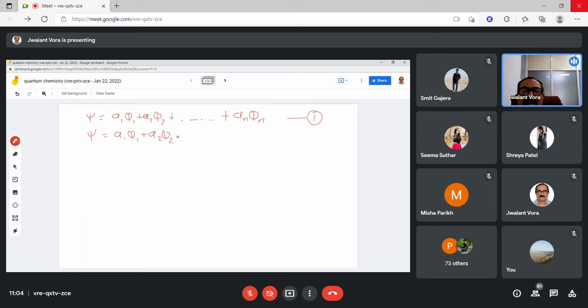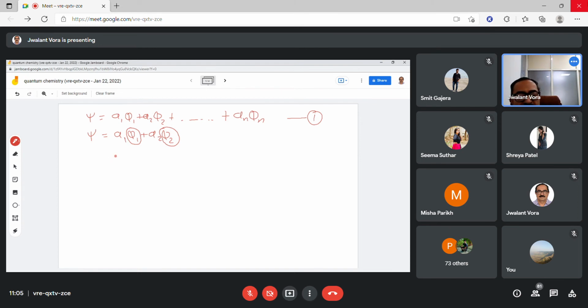માનો કે બે જ carbon atom છે, દાખલા તરીકે ethylene molecule છે, so it contains only two carbon atoms. So phi1 is the pz atomic orbital of carbon atom 1, phi2 is pz atomic orbital of carbon atom 2. કારણ કે pz atomic orbital pi bond form કરે છે અને HMO માટે we only talk about the pi bonding.